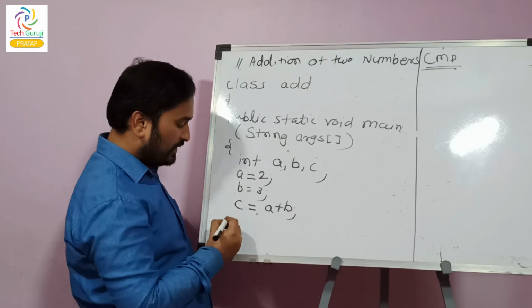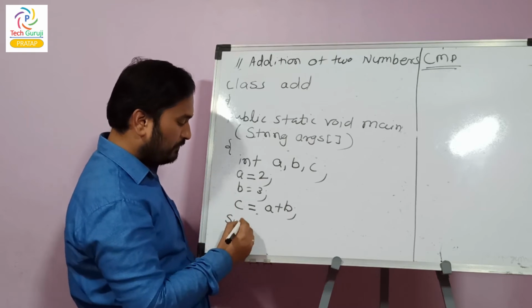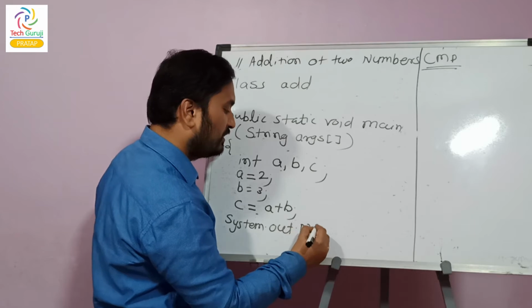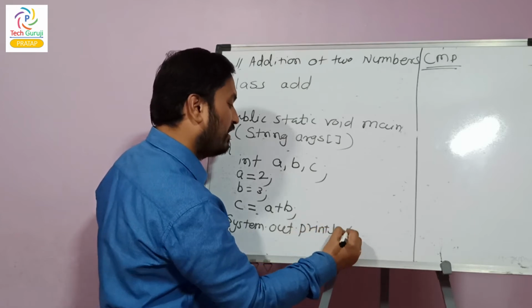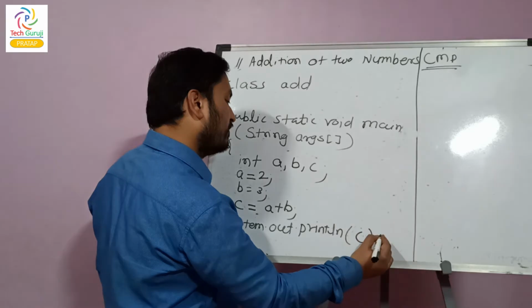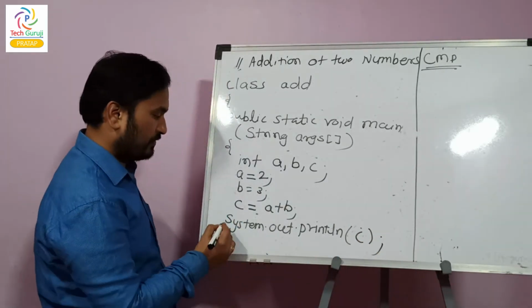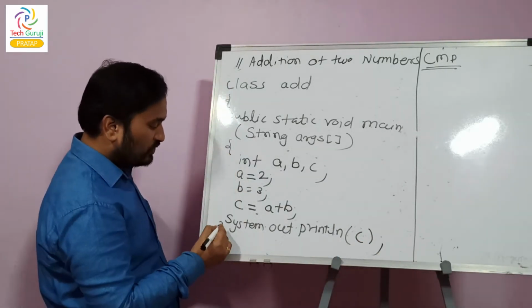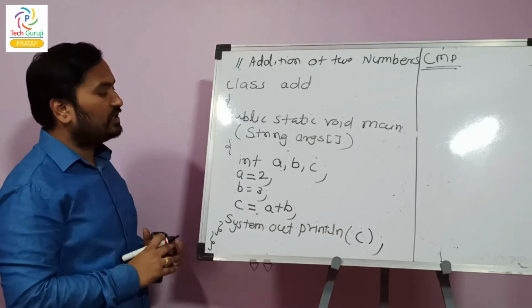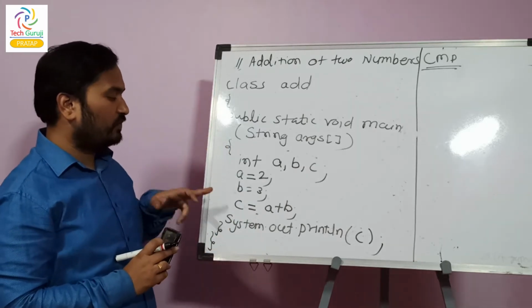So we have to print. By using System.out.println, it will directly display the value. We have to close the main method, and again the class. So this is the program for addition of two numbers.